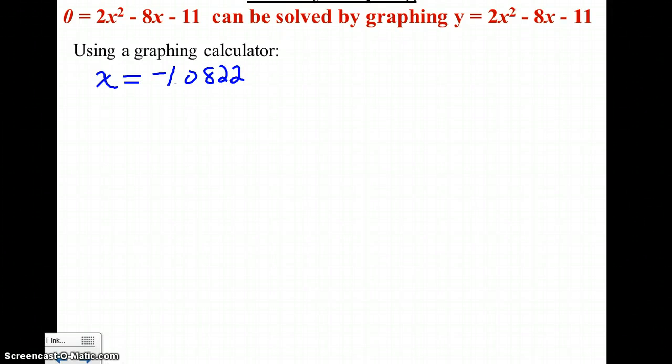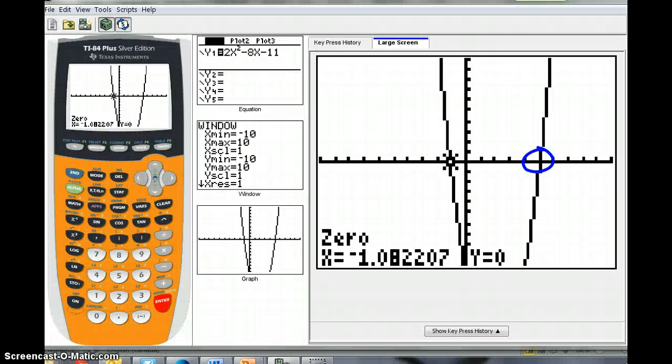1.082207. And this is an approximation, all right? Not an exact value. So we found one x-intercept. Let's find our other x-intercept.